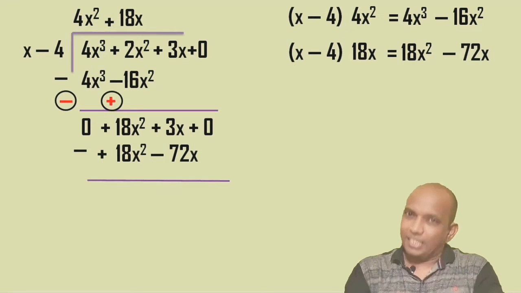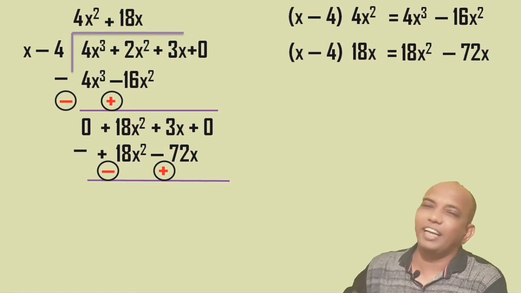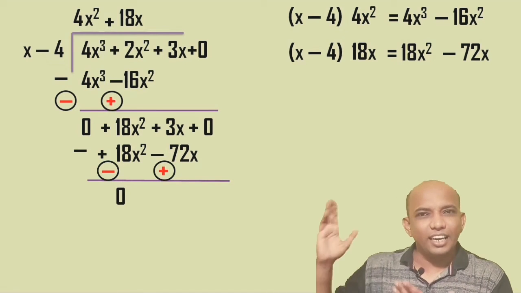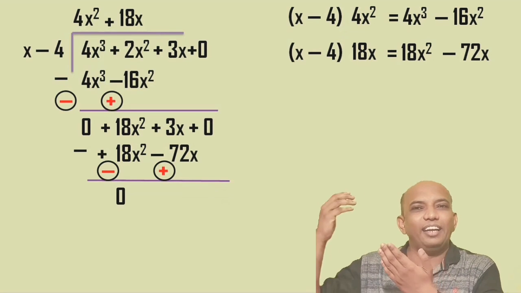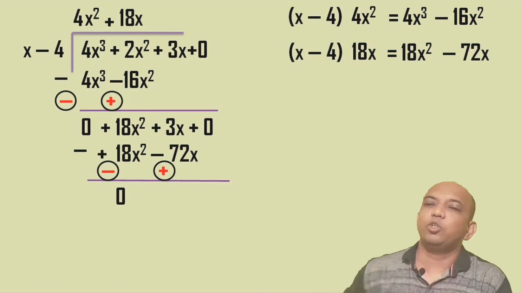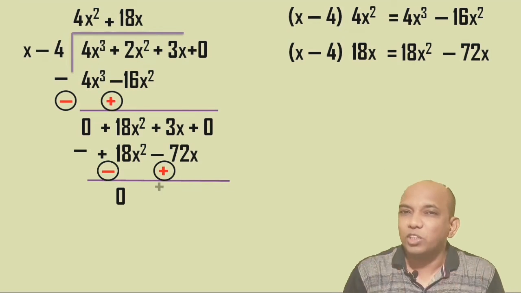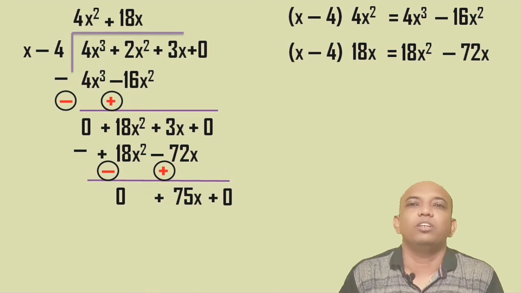What do we have then? Yes, do not forget to change the sign. That makes 18x square negative and minus 72x positive. As a result, 18x square in positive and negative both will cancel out each other, and that 3x will be added to 72x as per the rules of integers. That gives the answer positive 75x, right? And that 0 will be written as it is down.